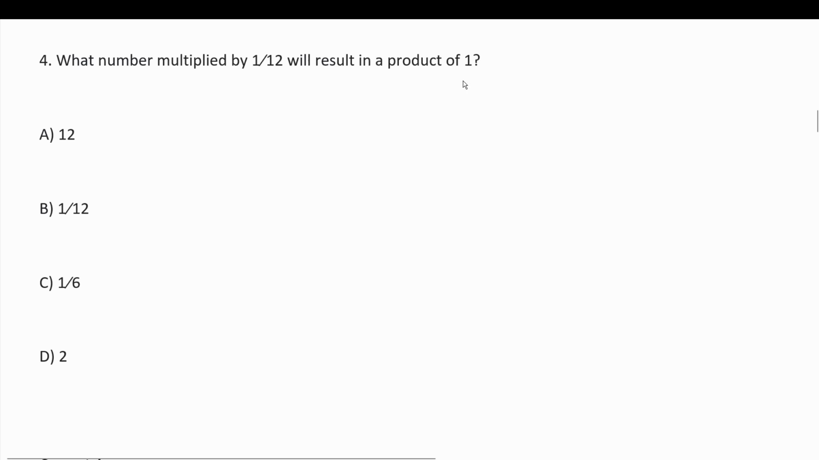All right, number 4 says, what number multiplied by 1 over 12 will result in a product of 1? So this one's very explicit in telling you what to do. What number, let's call that n, multiplied by 1 over 12, will result in, is equal, a product of 1. So this word problem in an algebraic expression is n times 1 over 12 equals 1. That said, let's go ahead and clean it up a little bit. We can write this as 1 over 12 n equals 1.